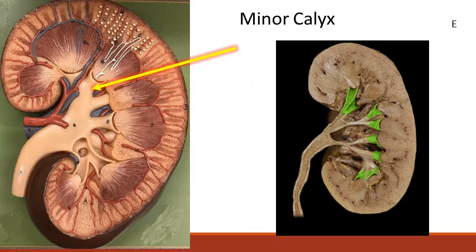Here we have the minor calyx, and so this is where they actually open up. Minor is going to mean the smaller sections, and you can see these here. These are the smaller calyces.